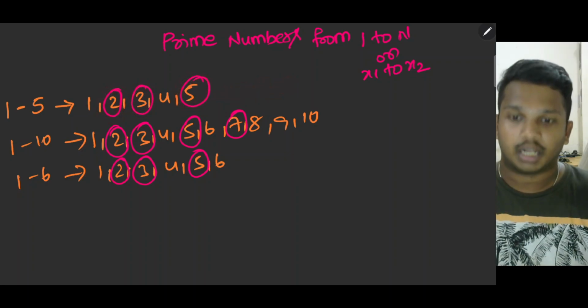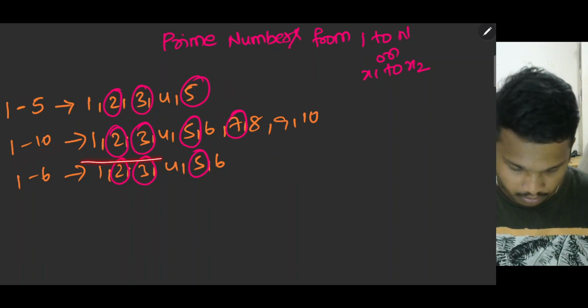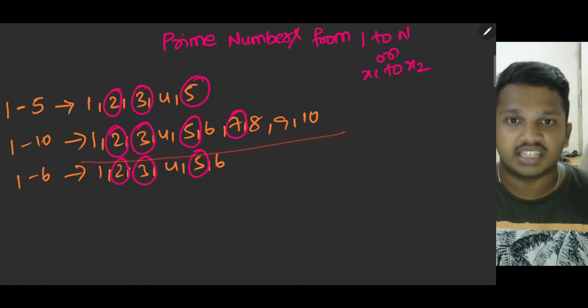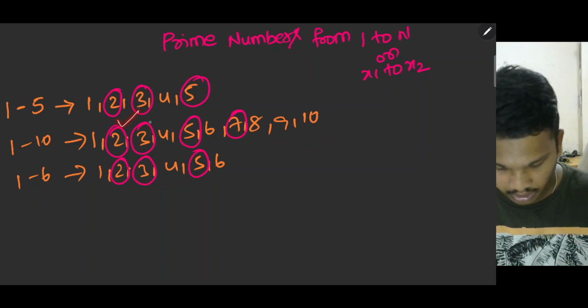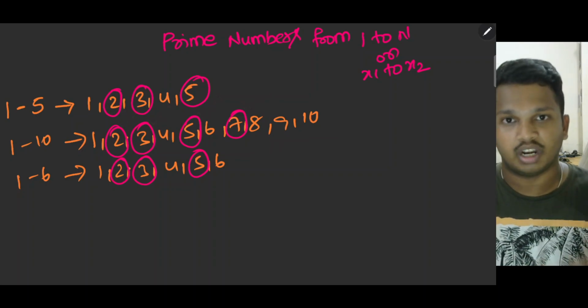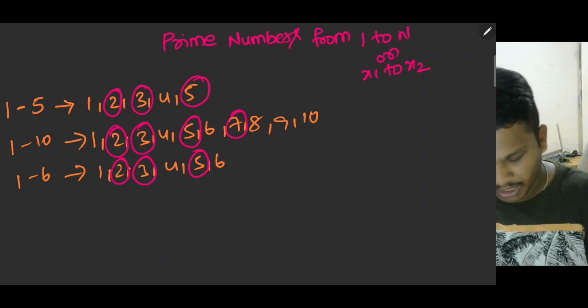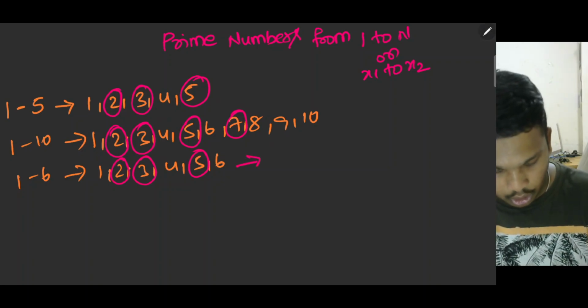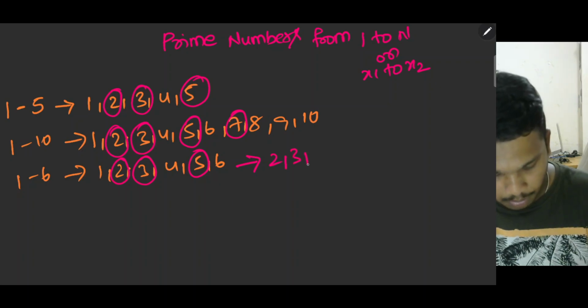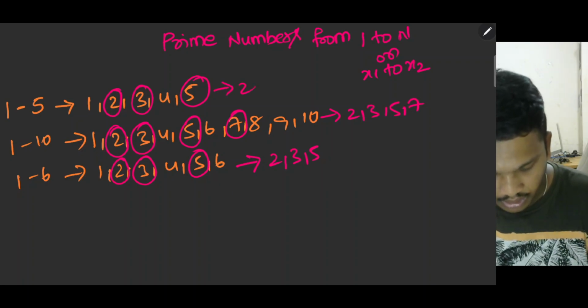Similarly, if the input is 1 and 10, from 1 to 10, these are the numbers. In these numbers, 2, 3, 5, 7 are prime numbers. So we need to print only 2, 3, 5, 7. For example, if the input is 6, we need to print only 2, 3, 5. Means we need to print only prime numbers. And this is the output for the respective cases.